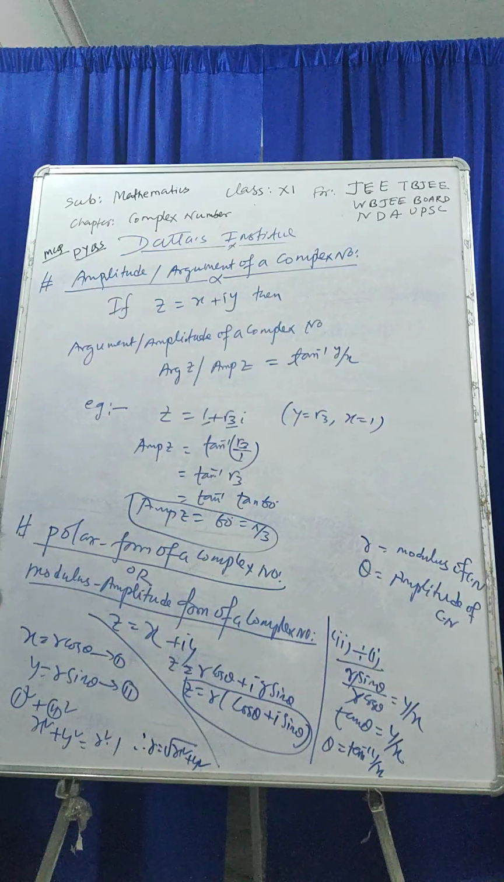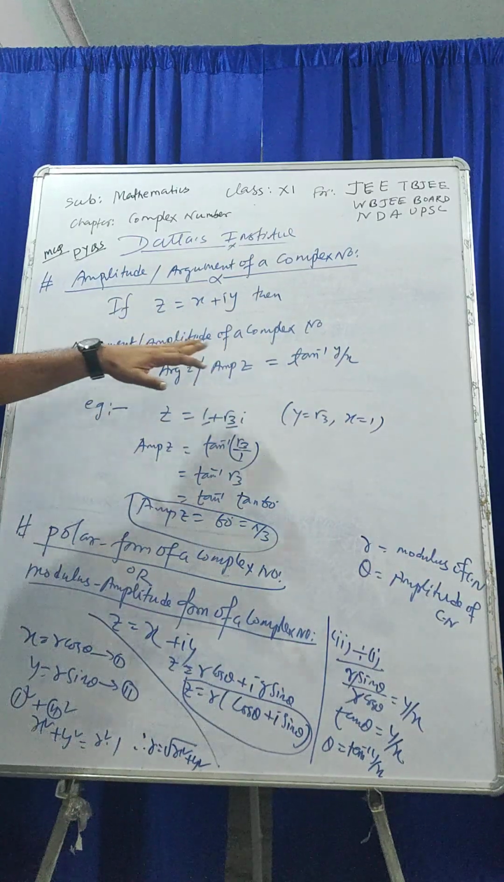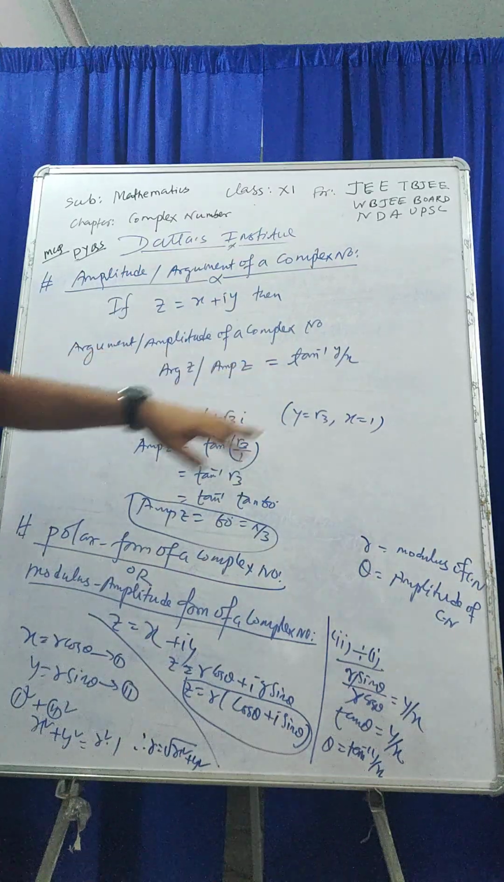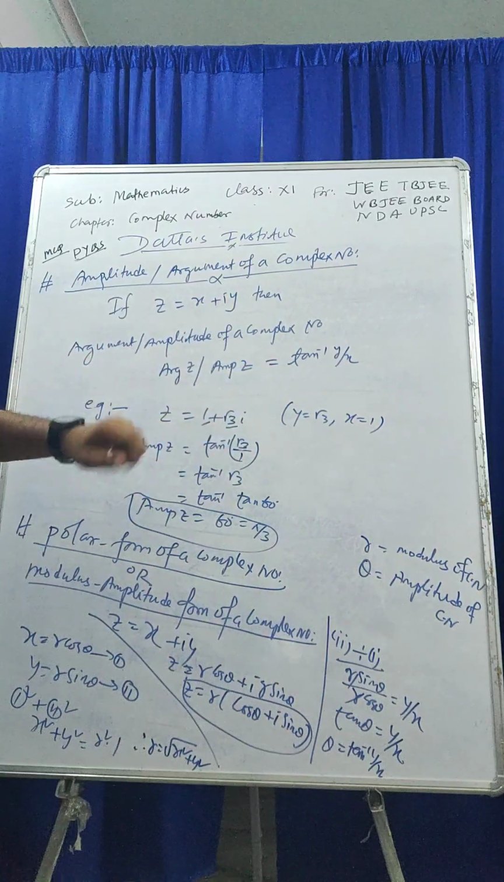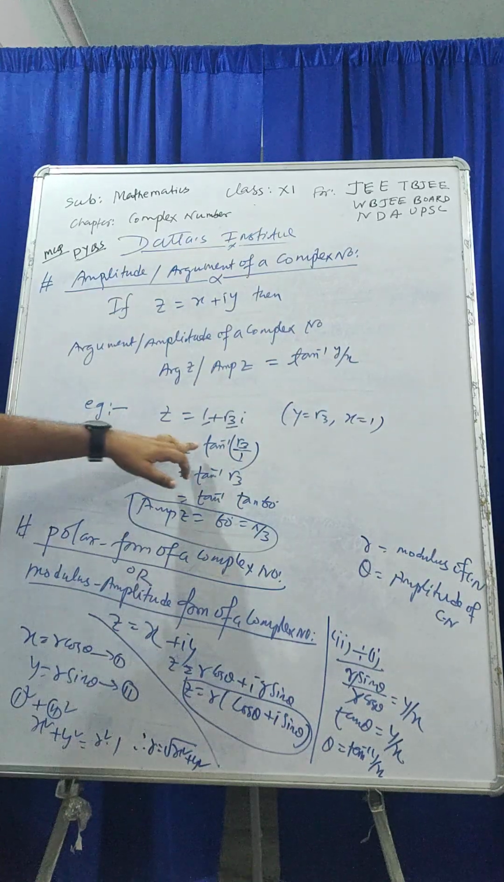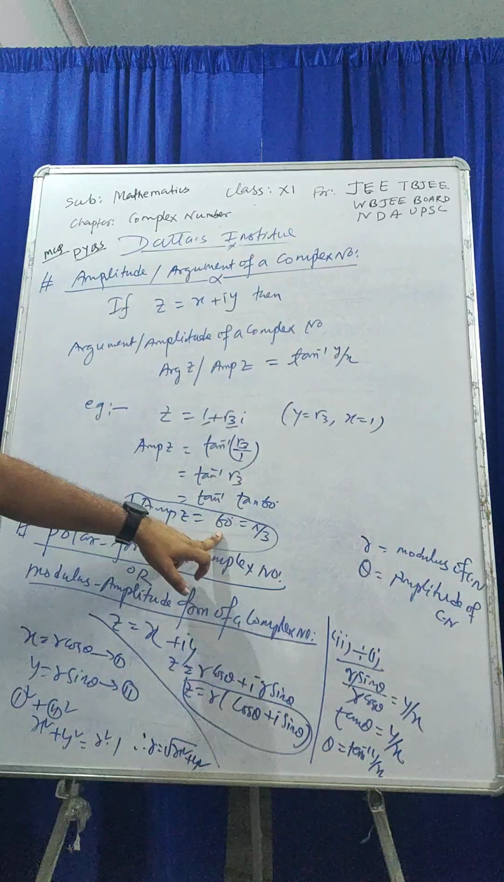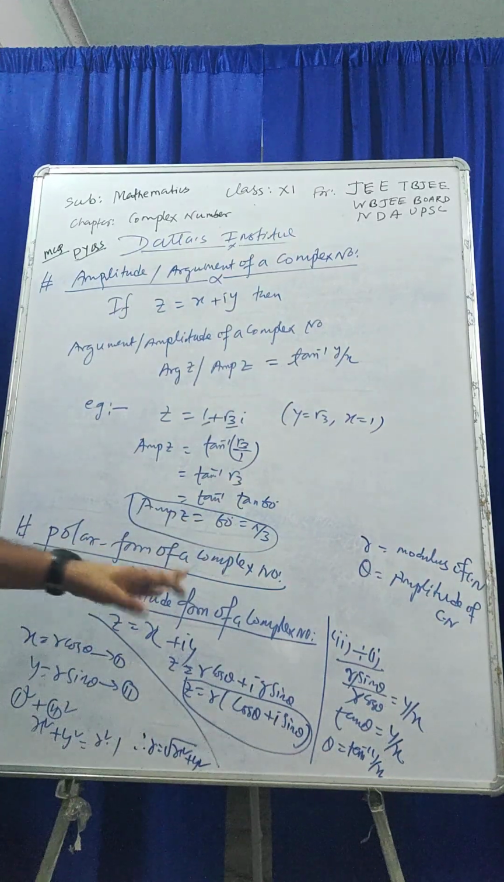An argument of a complex number, how can I find it? I consider one example, a complex number Z equal to x plus iy. Then the argument or amplitude of the complex number will be arg Z or amp Z equal to tan inverse y by x. Then for the example Z equal to 1 plus root 3i, y equals root 3 and x equals 1. So amplitude Z equals tan inverse root 3, that is 60 degrees, which is pi by 3.